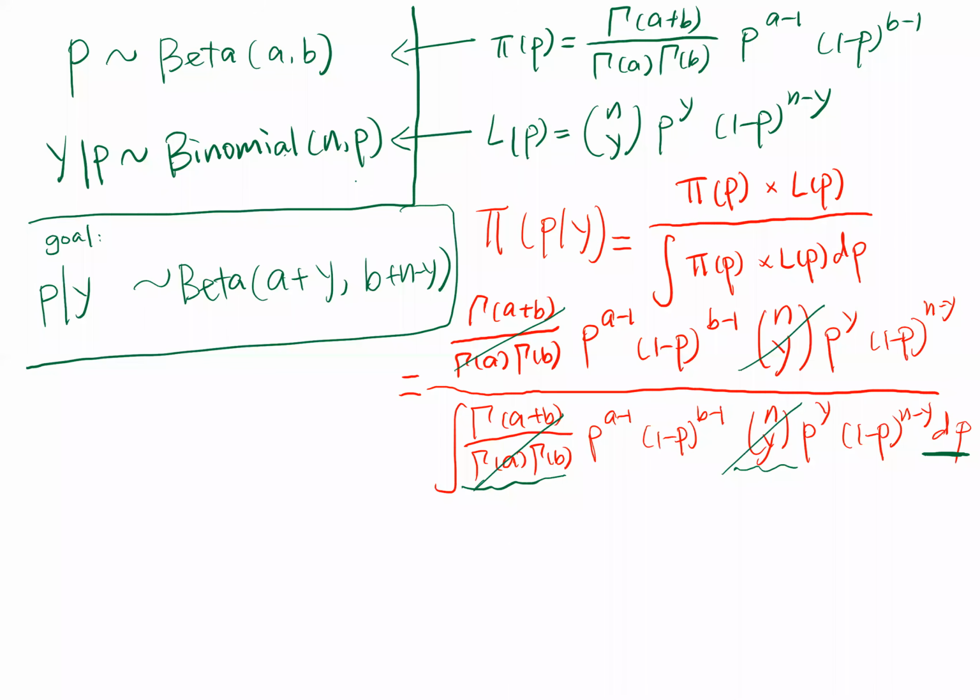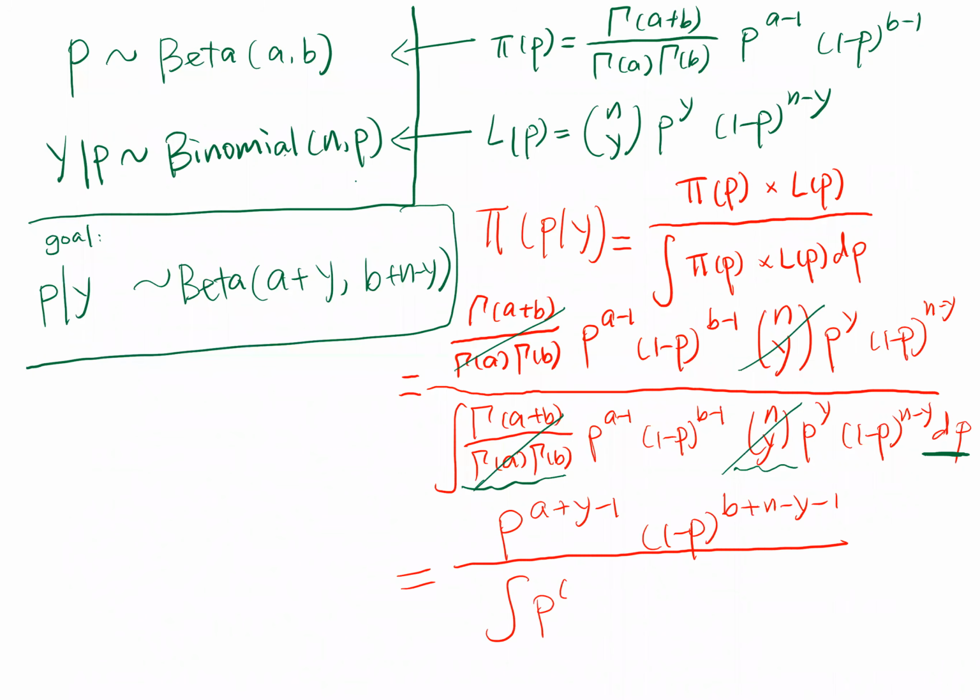So what do we have now? Let me combine the powers for you. Again, the top is very similar to the bottom, except that in the bottom, I have to integrate out p. Okay. I think we're all okay with this, right?